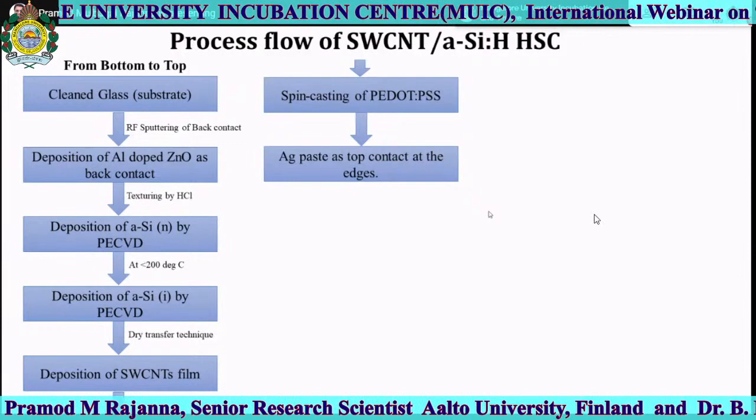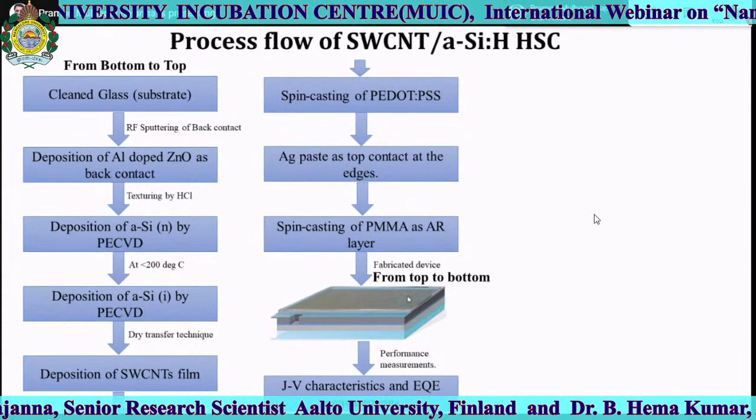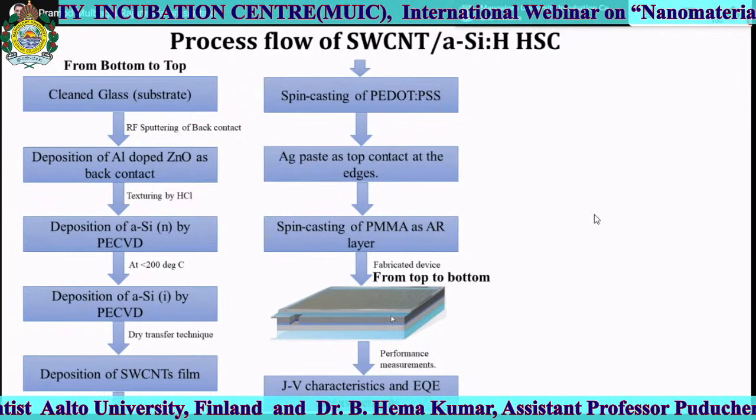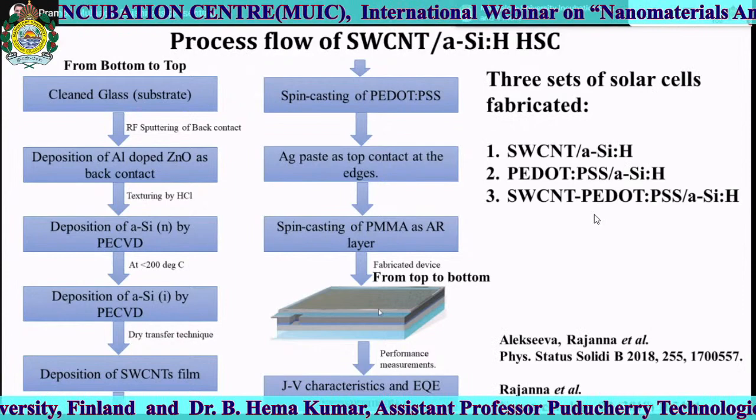So this is how the structure looks. From the bottom up, it's the glass, the zinc oxide, the N-type amorphous silicon, and the intrinsic amorphous silicon, which is non-doped, and then we have the transfer of the carbon nanotubes and the spin coating of the PEDOT:PSS, and then we make these measurements. There were three different sets of devices that were made.